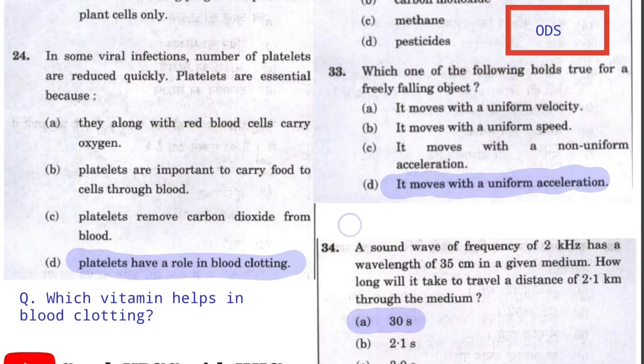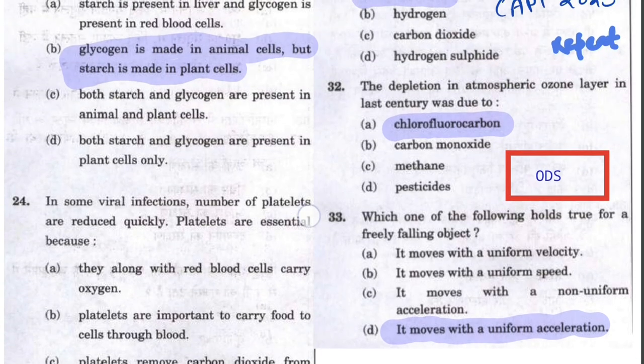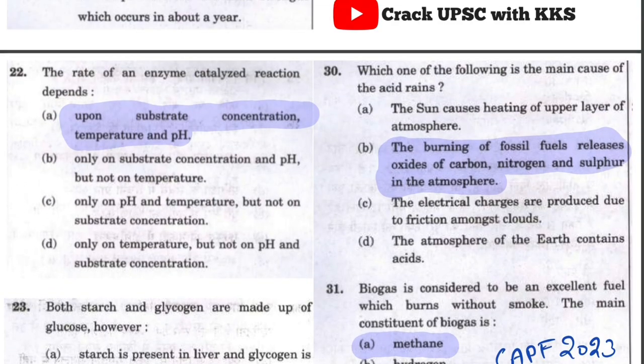Let's see the next question. It is related to, in some viral infection the number of platelets are reduced quickly. Platelets are essential because platelets have a very important role to play in blood clotting. So the C would be correct answer, and the viral infection would be dengue. And you will have to answer this: which vitamin helps in blood clotting? And you can also answer which vitamins are water soluble and which vitamins are mineral soluble. Let's see the next question.